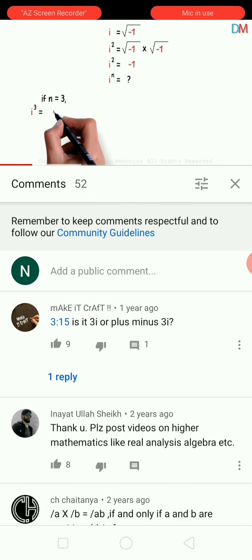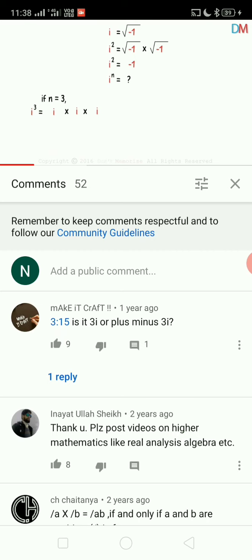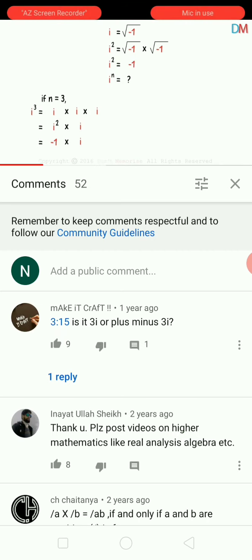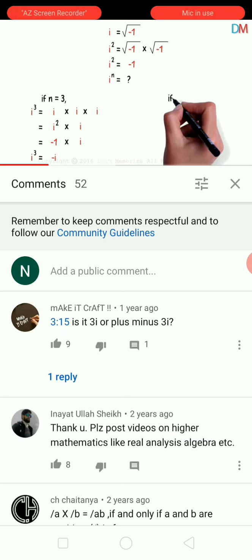I cubed is I times I times I. We can write it as I squared multiplied by I. Now, as I squared is equal to -1, I cubed is -1 multiplied by I, or -I. So the value of I cubed is -I. You can now similarly work out the fourth power of I. Give it a try.